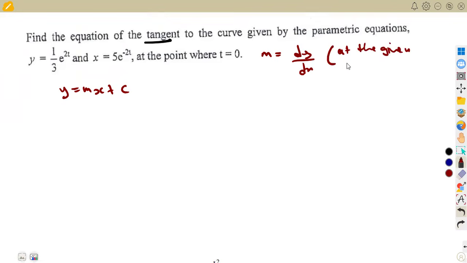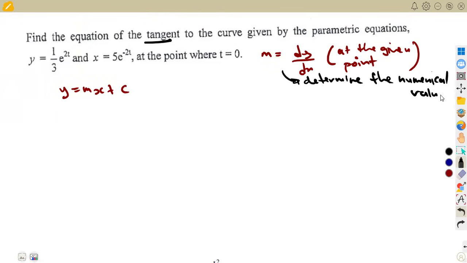At the given point, you have to substitute the values that you are given at that point, or whatever information is necessary. Like here we're given where t is equal to 0. So we have to determine the numerical value. The numerical value, I'm simply talking about the number, the exact value. Whether m is a 2, it's a 3, not in terms of x. That's the exact number. All right, so as you can see, that's a direct thing.